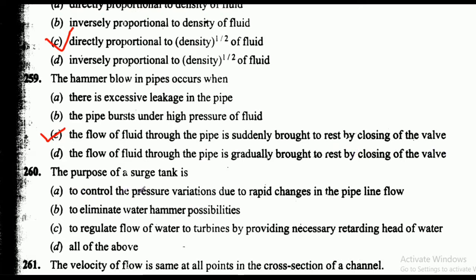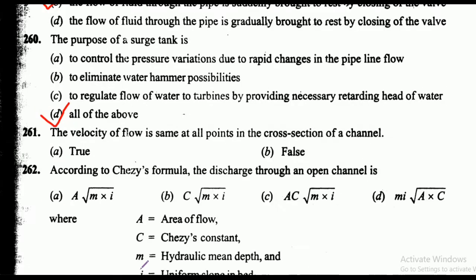Next is the purpose of surge tank is. Here friends, options are: A, to control the pressure variation due to rapid changes in the pipeline flow. Option B is to eliminate water hammer possibilities. Option C is to regulate flow of water to turbines by providing necessary retarding head of water. Option D is all of the above. So here friends, the correct answer is option D, that is all of the above.